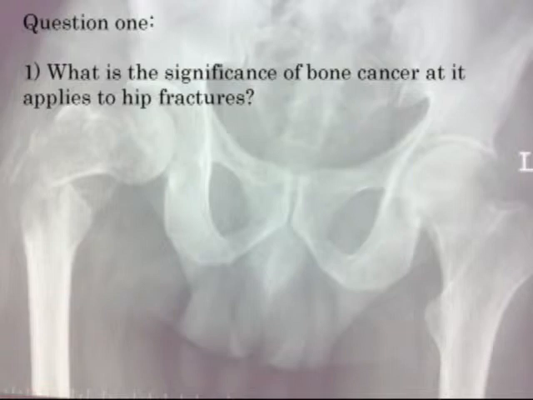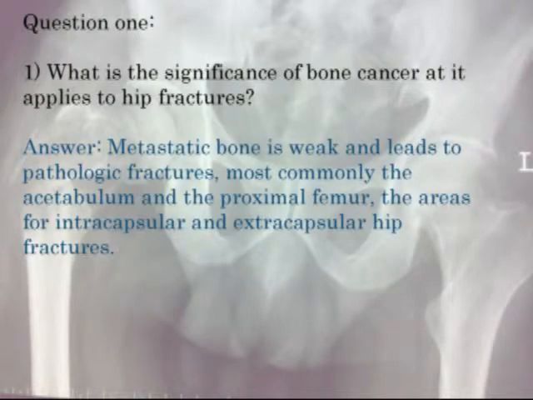What is the significance of bone cancer as it applies to hip fractures? Answer. Metastatic bone is weak and leads to pathological fractures, most commonly the acetabulum and the proximal femur, the areas for intracapsular and extracapsular hip fractures.